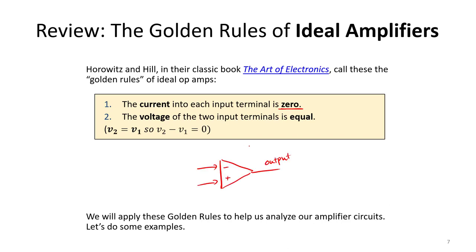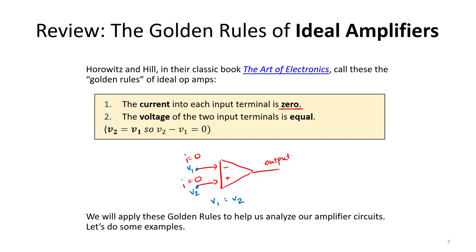To make things simpler, we assume that the current going into each input terminal must be 0. And similarly, we assume that the voltage at each of the 2 input terminals must be equal.